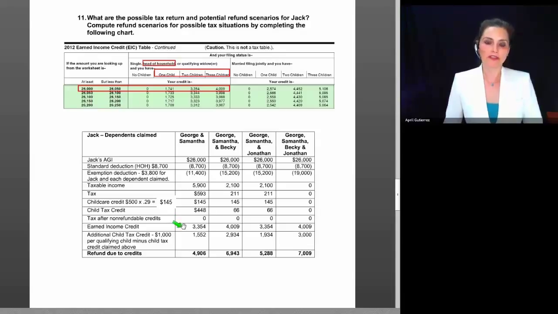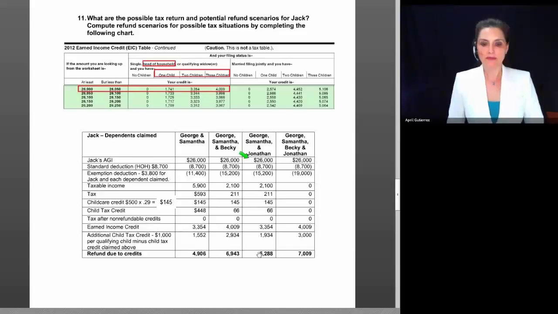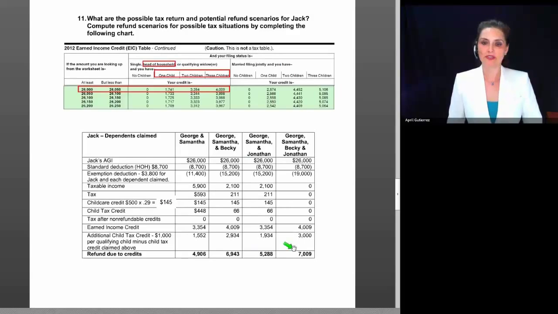His earned income credit based on two children would be $3,354, and his additional child tax credit would be the difference of $1,552, and he would arrive at a refund of $4,906 from credits. If he claims George, Samantha, and Becky, he goes through all of these same calculations. He would only have $66 of child tax credit, making his refundable child tax credit a higher number. If he claims George, Samantha, and Jonathan, he ends up with a refund from credits of $5,288, and if he claims all of the children available to him, he gets a refund of $7,009.